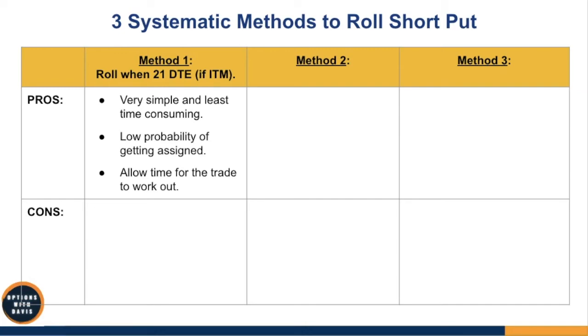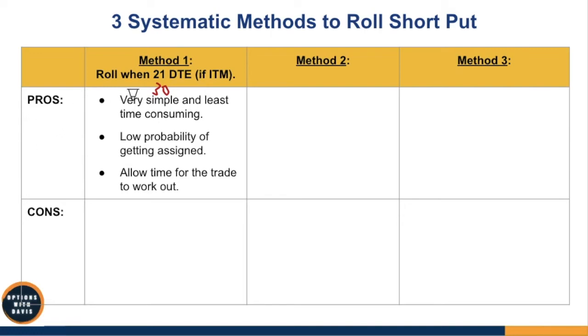There's also a very low probability of getting assigned because there's still quite a number of days left to expiration. Of course, you can still get assigned if it's very, very deep in the money. If you want to play safe, you could roll at 30 DTE instead of 21 DTE. You wait until 30 DTE, and if it's in the money, then you decide to roll.